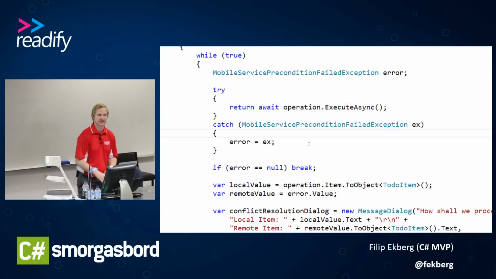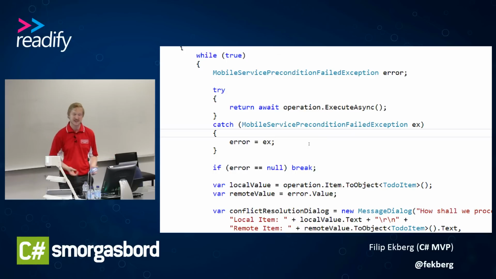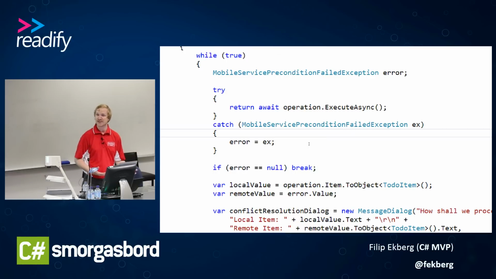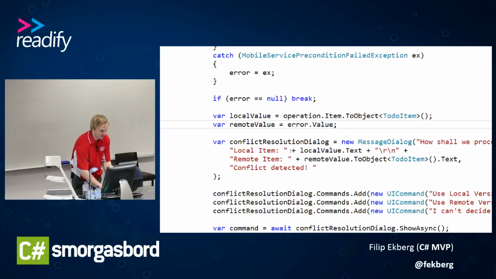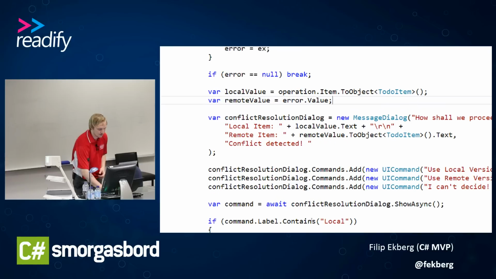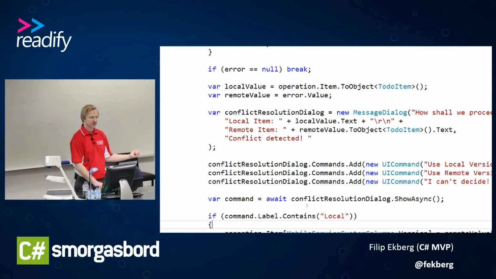If there's a precondition fail exception, that means that it couldn't sync the data. We do know that there's a mismatch between what the server has and what the local version has. So we can go ahead and pull down the local version. We can take the remote version, and then we can tell the user, here are the two options. You have the local version, you have the remote version. Which one do you want to take?